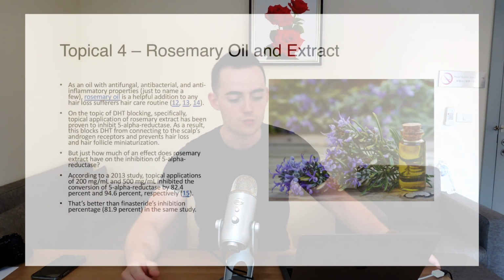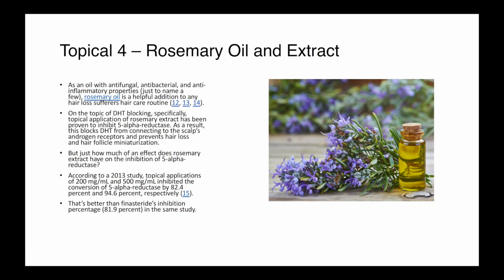Next, the fourth topical solution is rosemary oil and extract. This is an oil with antifungal, antibacterial and anti-inflammatory properties, and rosemary oil is a helpful addition to any hair loss sufferer's hair care routine. On the topic of DHT blocking specifically, topical application of rosemary extract has been proven to inhibit 5-alpha reductase, and as a result blocks DHT from connecting to the scalp's androgen receptors to prevent hair loss and hair follicle miniaturization.